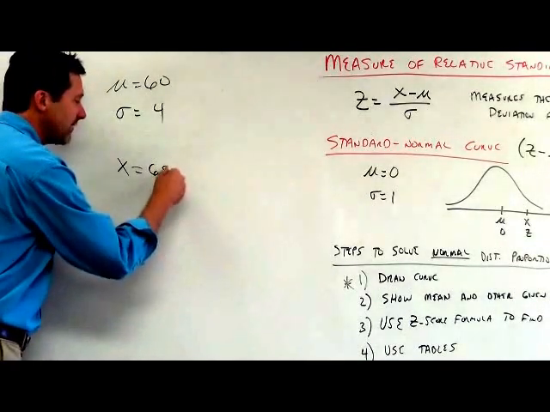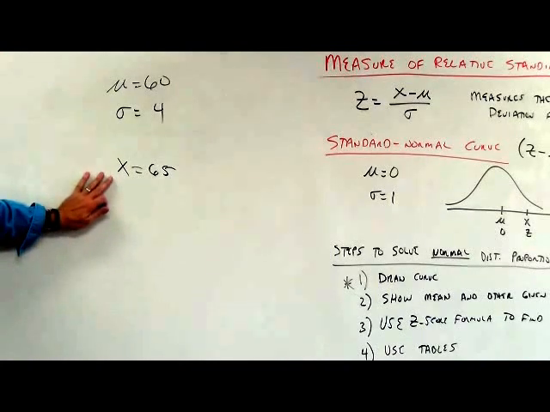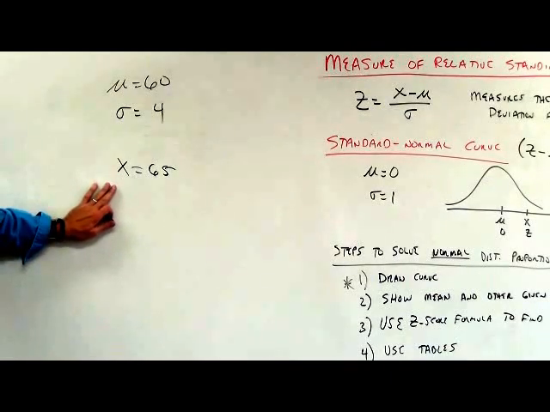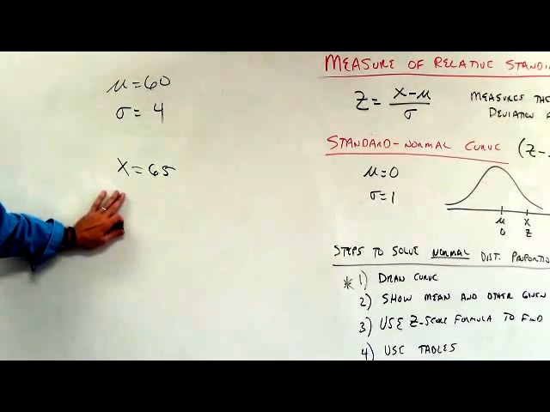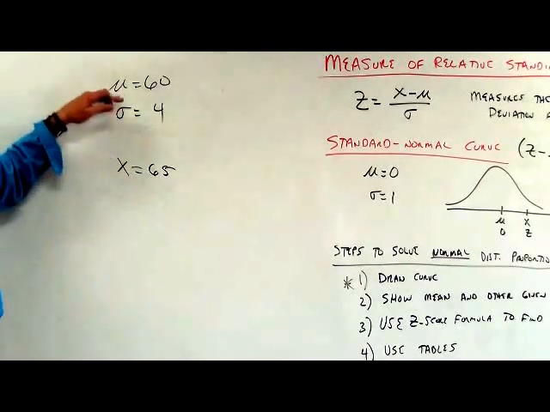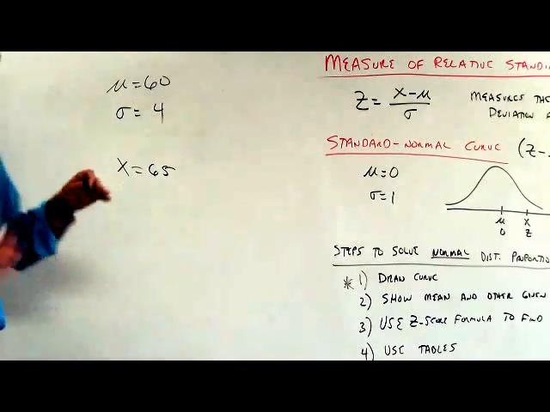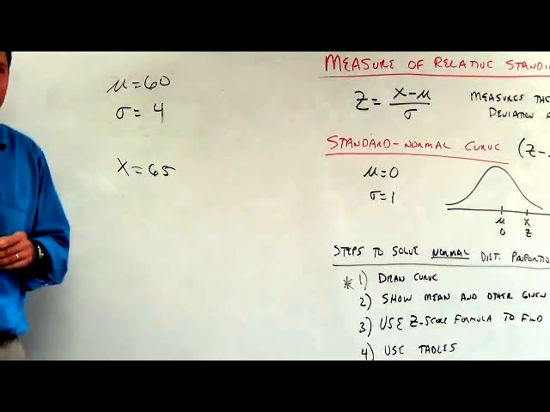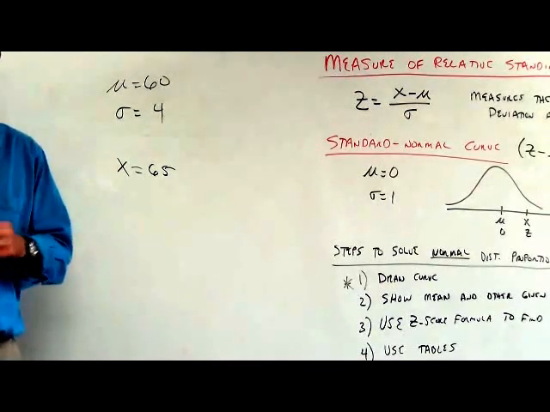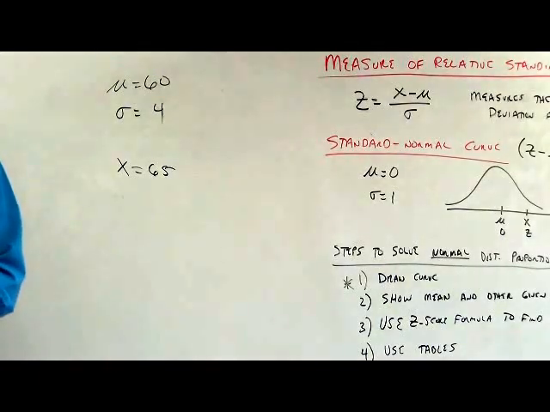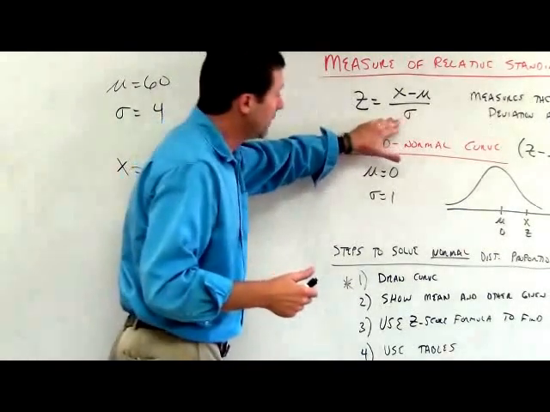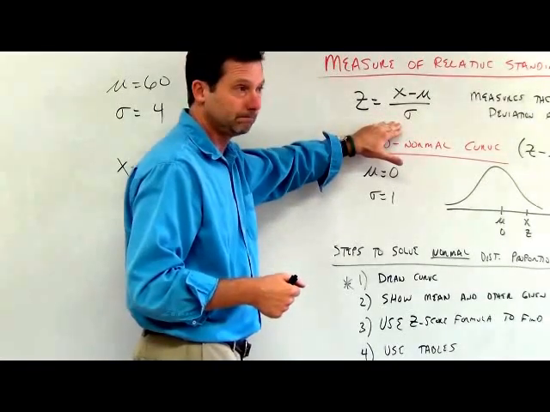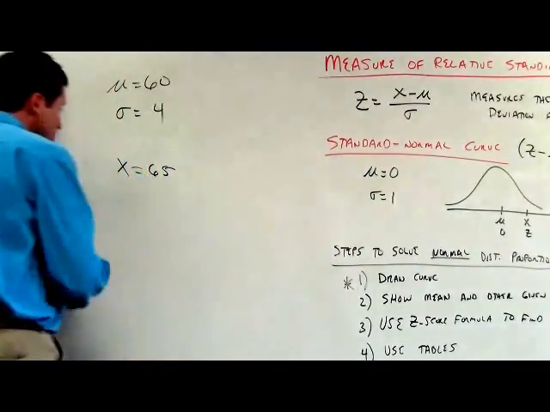But what if this score was 65? What mathematically would you have to do to calculate how many standard deviations away from the mean you are here? Take your score minus the mean, so you're 5 points away from the mean. And then divide by the standard deviation, and that would tell you how many standard deviations away you are. A little bit more than one. We're actually going to have a decimal here. So this is how we can determine how many standard deviations away we are from the mean at any particular time.